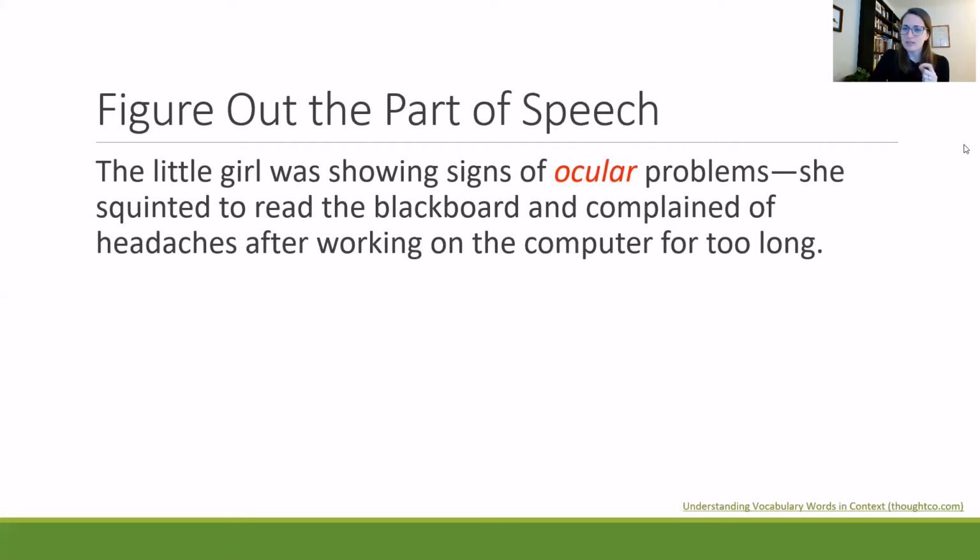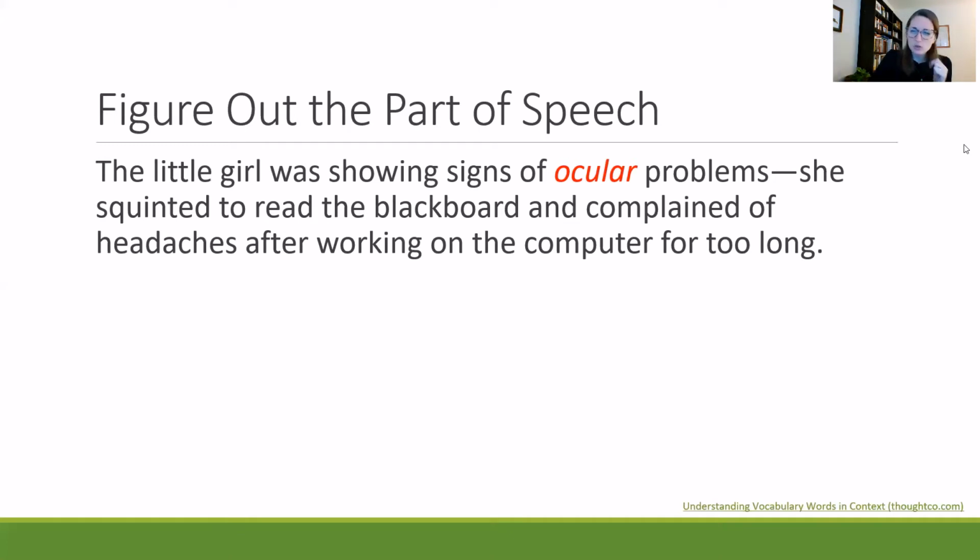Is it a thing? Is it a descriptor word? And here I see that it's an adjective because it's telling me about a type of problem, right? It's describing a problem. Now, whether I know what ocular means or not, and here we'll assume just for practice that we don't know what it means, I can look at the rest of the context to figure out what other words might work there.